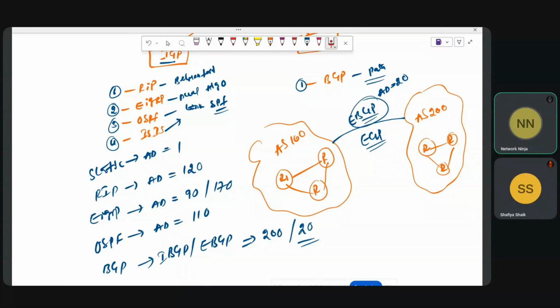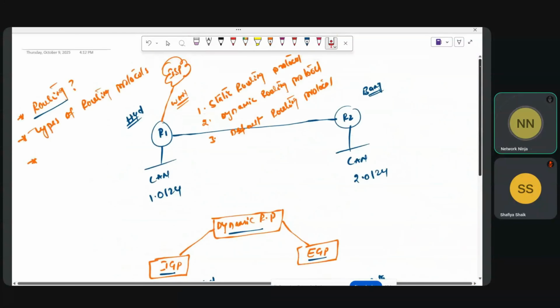So that's what we covered about the differences between the routing protocols. We understand what routing is and the different types of routing. Dynamic routing protocol is divided into two types, IGP and EGP, and we understand which protocols work within an autonomous system and which protocol works between different autonomous systems.